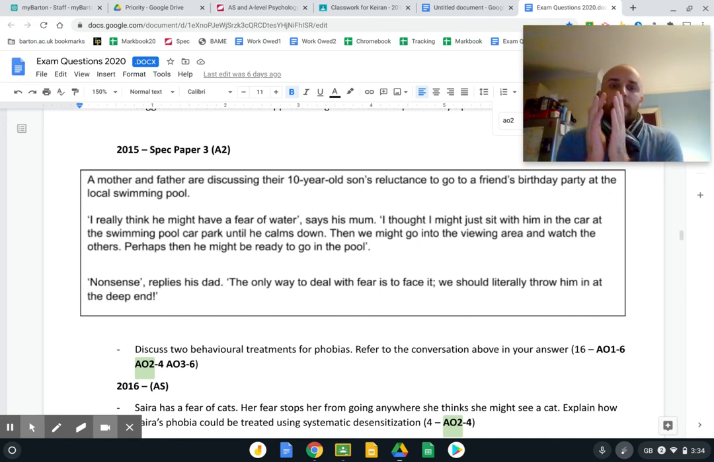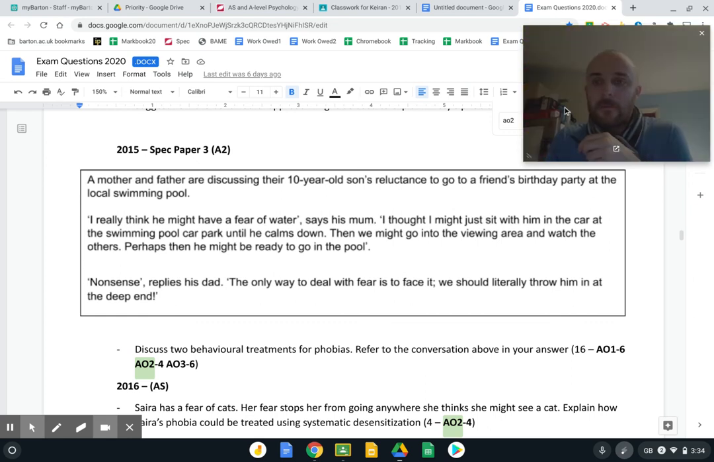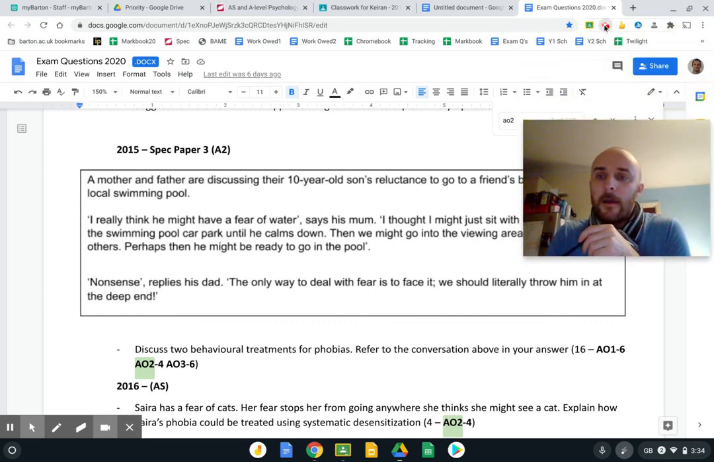So that is basically all I wanted to say. Don't get into the habit of thinking that AO2 is just quoting. When you're asked to apply, every sentence needs to be applied to what the stem is actually talking about. It's not very easy, actually a lot more difficult than you think, but not harder than evaluation at all, which we'll cover in the next video. Hopefully that was helpful.